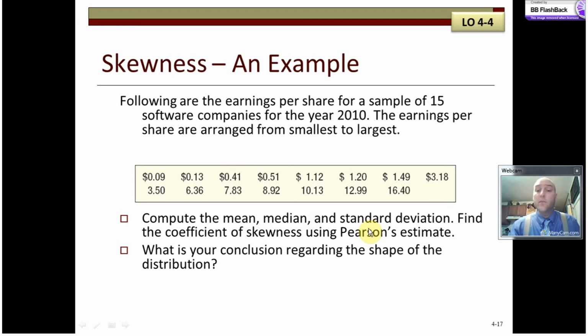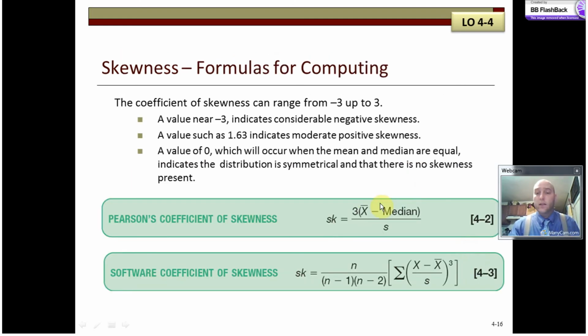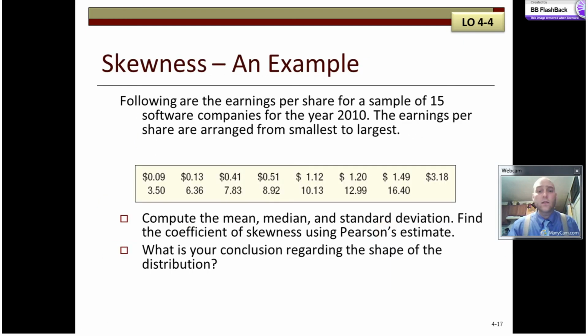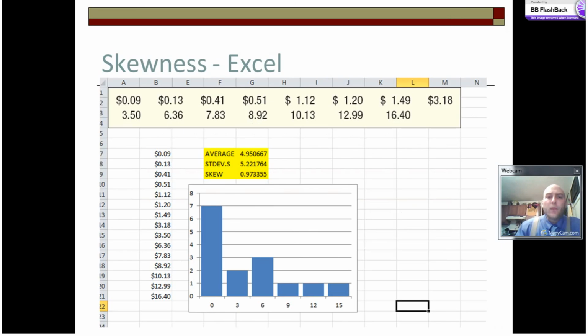While we compute the mean, median, and the standard deviation, we can use those three things to compute Pearson's coefficient of skewness. We can also, if we wanted to, use the software method to calculate this as well. Well, this is what we get. If we use the software method, by the way, 0.973 here is the number using Excel's skew function.